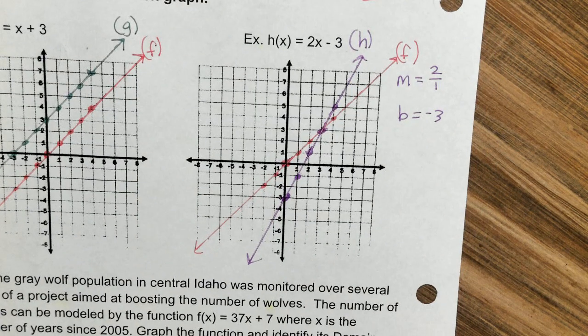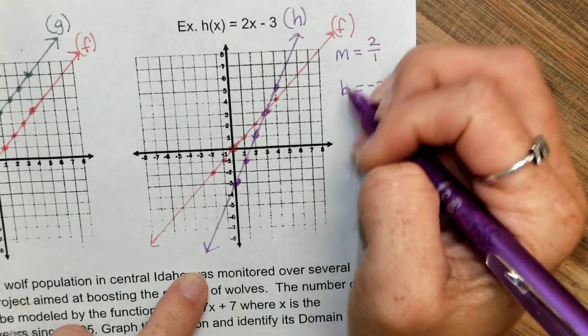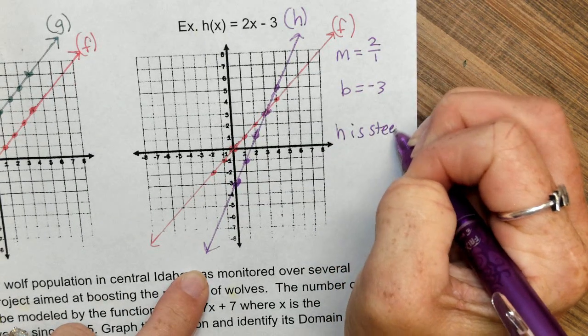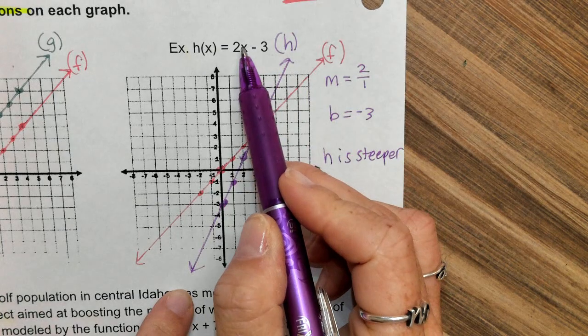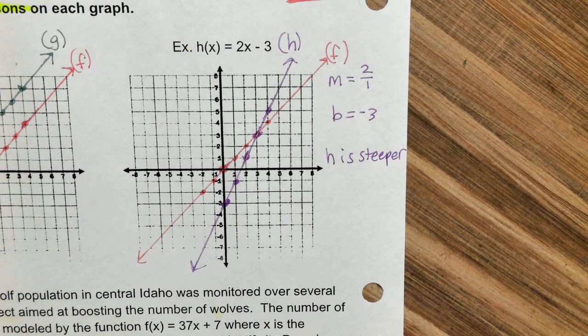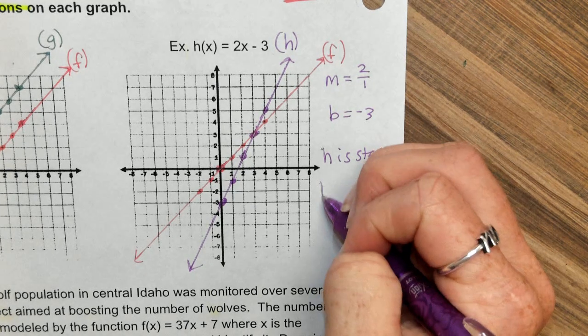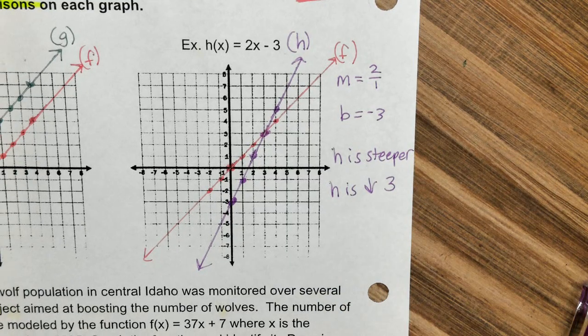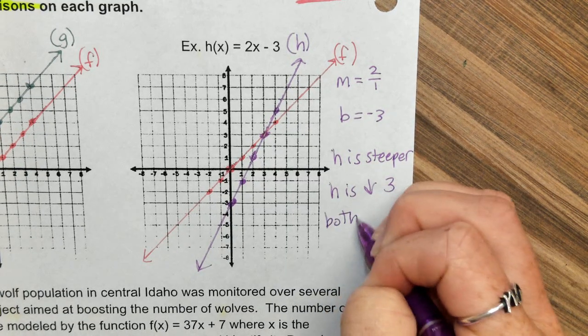What happened when you make the slope bigger? Tell me about the slopes. If I was to get on a roof of a house, it became steeper. So I would say H is steeper. What made it steeper was making the slope bigger. Yes? Okay, then you have two options here. You could say they both have positive slopes, or you could say H is down 3. Totally up to you.